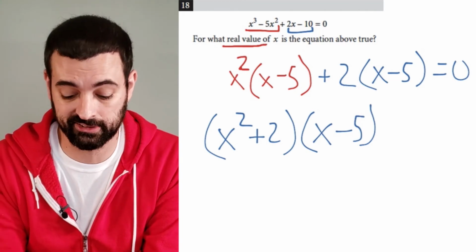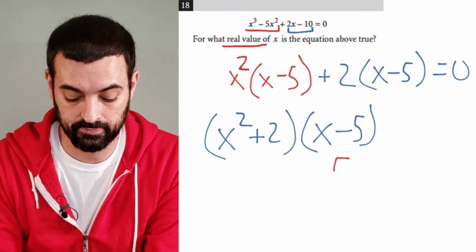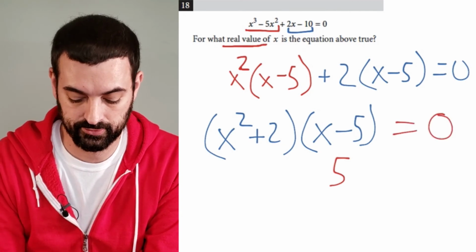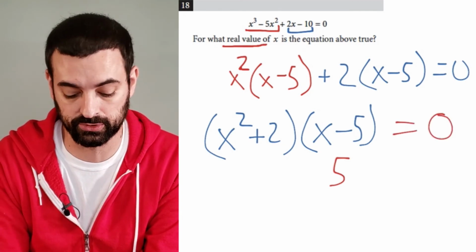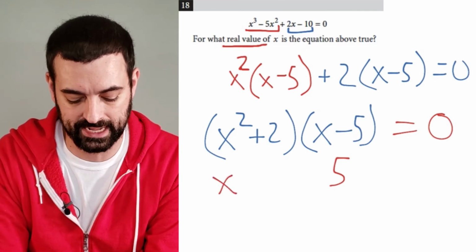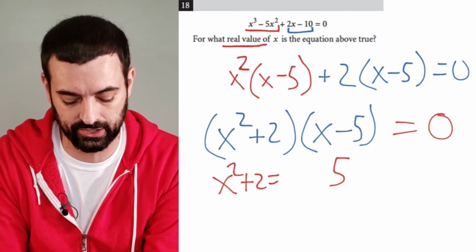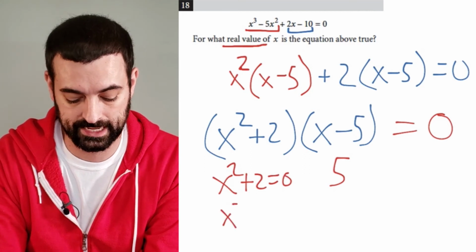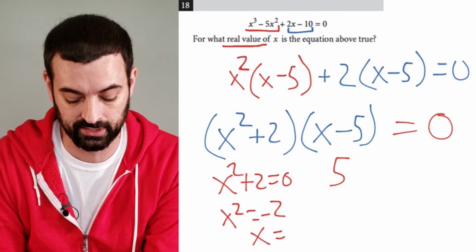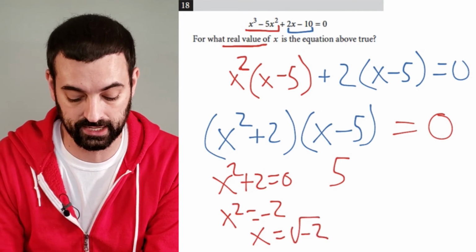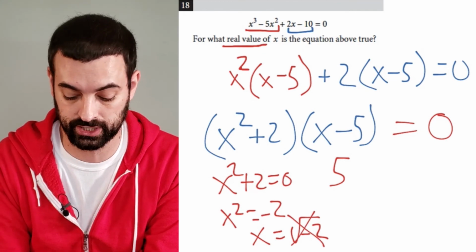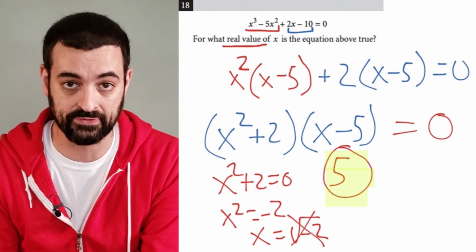Our two answers here are positive 5, because positive 5 makes the expression equal to 0, the equation equal to 0. And here we have to say that x squared plus 2 equals 0, or x squared equals negative 2, or x equals the square root of negative 2. That's not a real solution. So our real solution is 5.